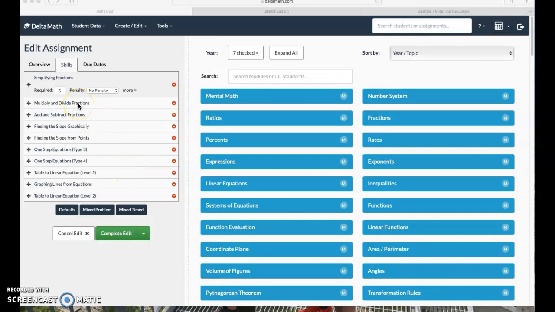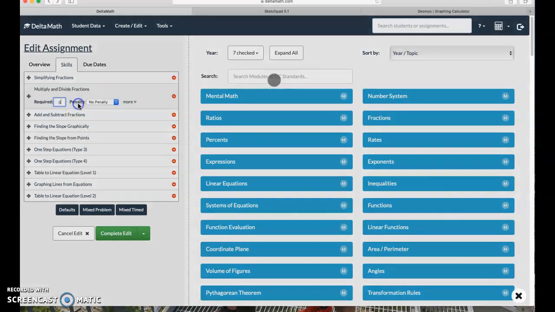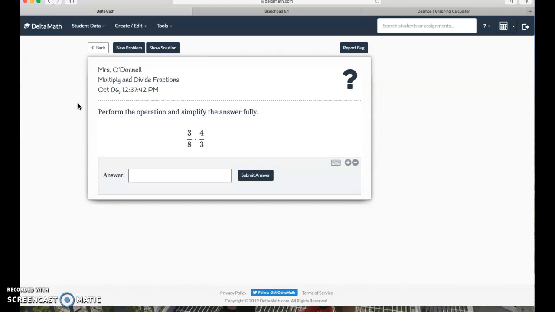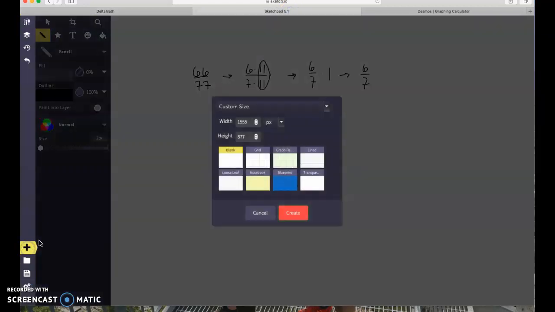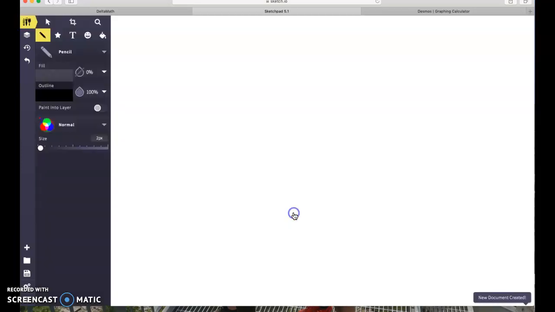Okay, next is multiply and divide fractions. Let's check it out. Perform the operation and simplify the answer fully. So we've got 3/8 times 4/3. When we are multiplying fractions, it's really nice.